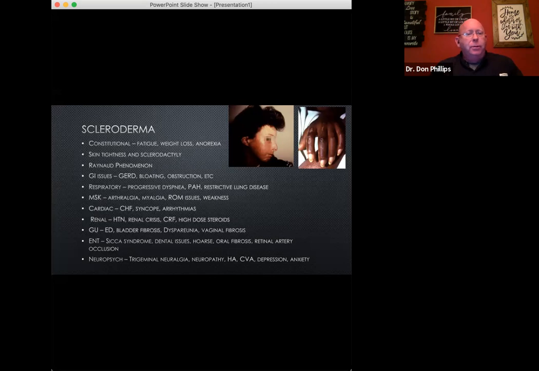They end up a lot of times with GI issues. They especially will end up with difficulty breathing and restrictive lung diseases, because their chest wall just does not move as well. It's a very, very sad disease to see. But once again, you can end up with a lot of these things that are on this list.